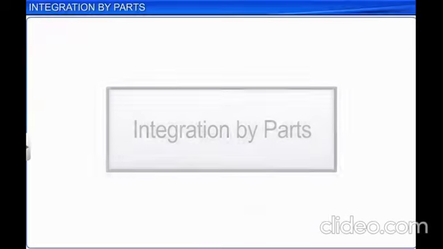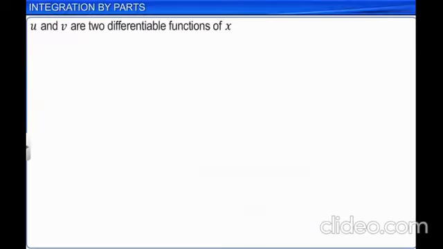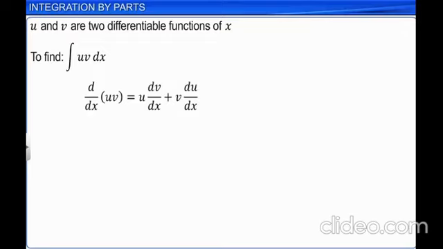Suppose u and v are two differentiable functions of a single variable x, and we have to find the integral of u into v with respect to x. To achieve this, we start with the derivative of the product of the functions u and v. After this, we integrate both the sides.